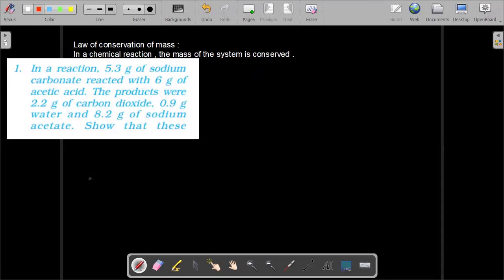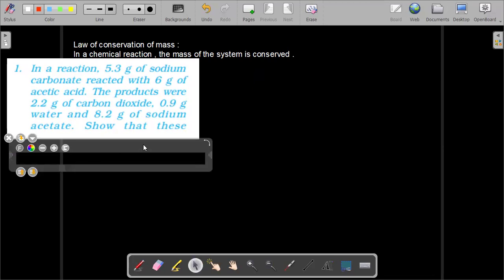So first we try to write down the reaction in words only. We are not using anything else. So we are just using the words. So in terms of words, I get sodium carbonate. So it says that you have sodium carbonate combines with or reacts with acetic acid to give us, here we obtain the product as carbon dioxide, water, and sodium acetate.